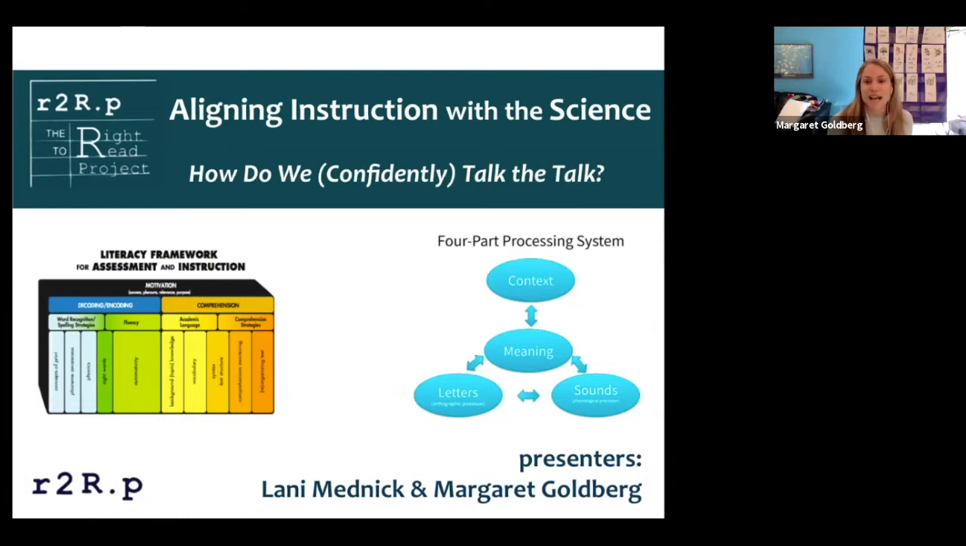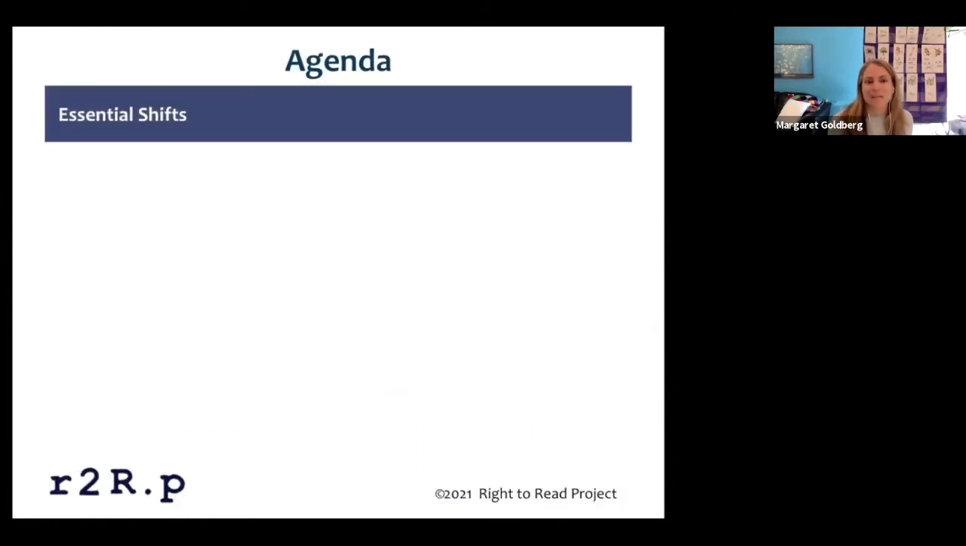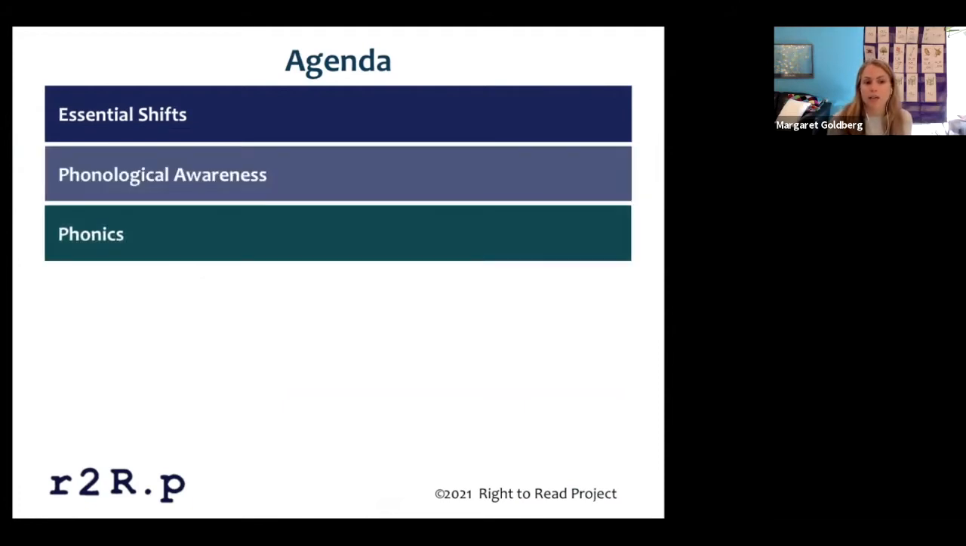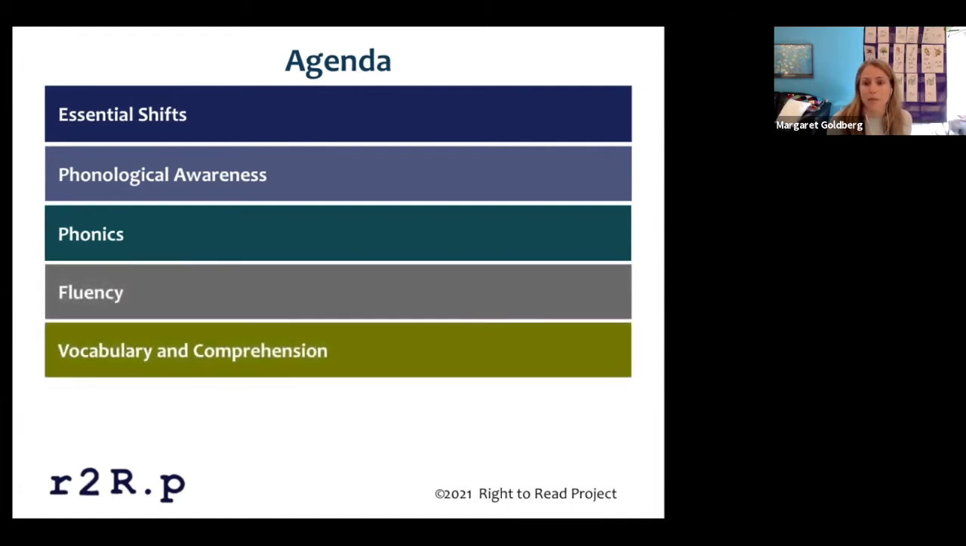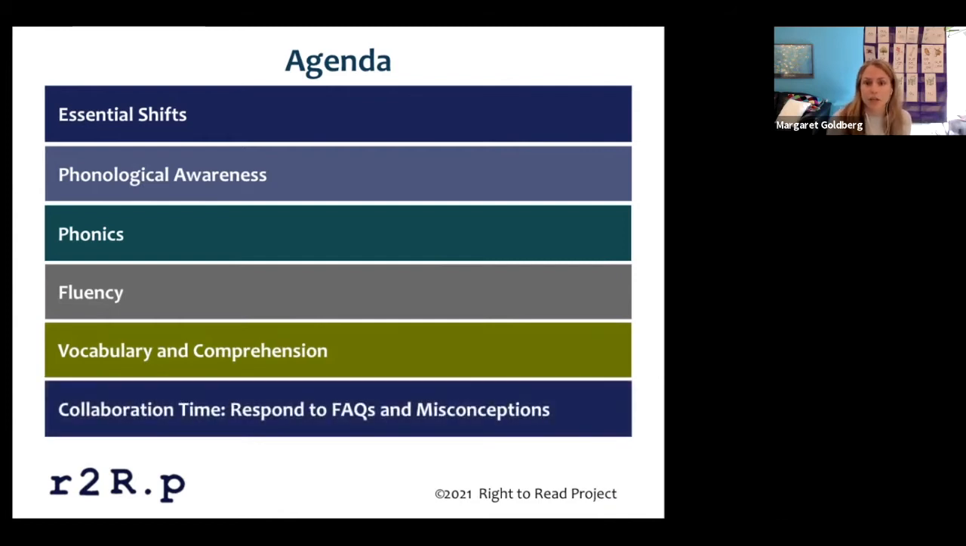So what we're going to come at you today with is some of what we learned about the essential shifts necessary to transform classrooms from balanced literacy classrooms to those that are aligned with the reading research. We're going to talk about each of the essential components of effective reading instruction and some highlights from PDs that we've done on those topics. And then at the end of our session, we're going to have some time for you guys to collaborate with each other and to think through how you would want to respond to frequently asked questions and misconceptions that come up in your work talking with teachers about their instruction.